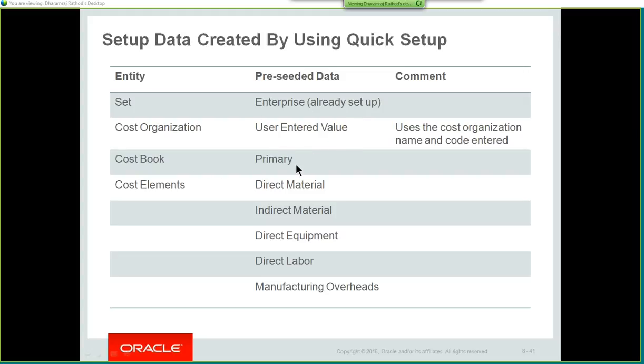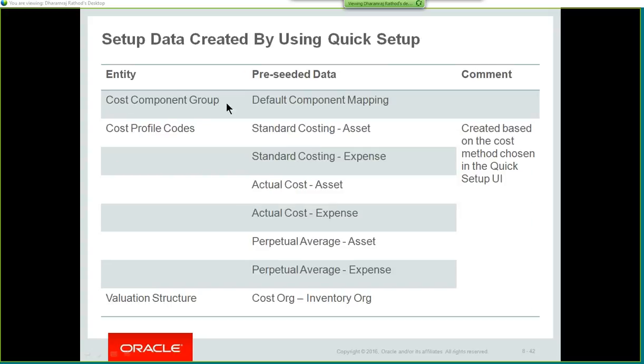We create the book called primary. We create the cost elements: direct material, indirect material, and then direct equipment, direct labor, and manufacturing overhead. We create the cost component group. We create the cost profile, and this cost profile depends on which cost method you specified at the time of quick setup. So if it is standard, you will create the standard costing asset and expense. If it is actual, we create that, and so on.